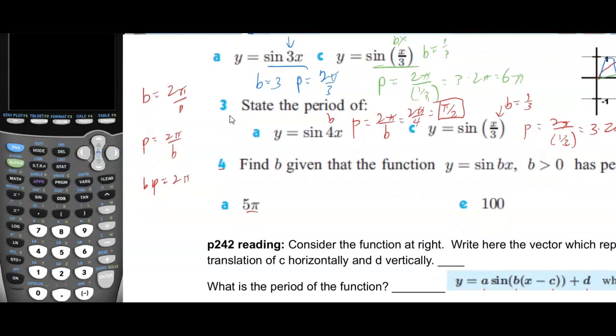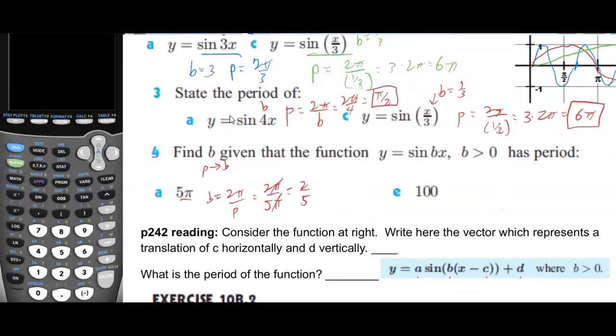So in this case, we want to change from p to b, right? So let's use b equals 2 pi over p. So the period is 5 pi. So we put 5 pi down here. The pi's cancel out. The b value is 2/5.